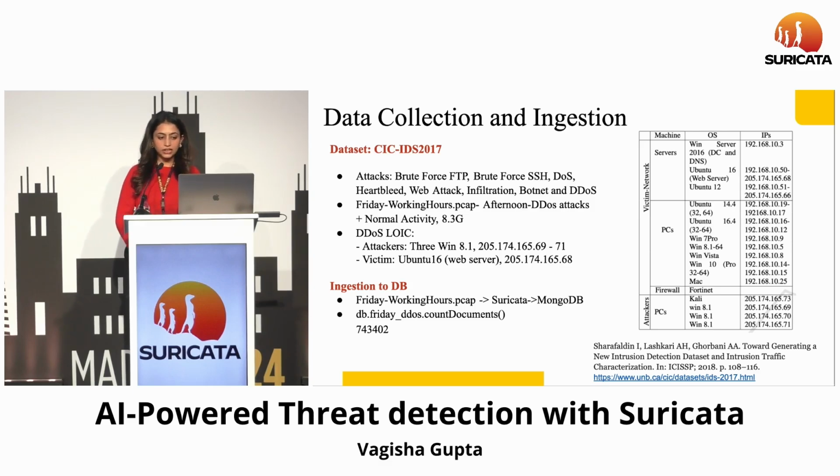So for my use case, I used this data set, CIC IDS 2017. It is a publicly available data set. I have linked the URL from where you can get the data set in case you want to play with it. They also have a research paper, of which I've mentioned the reference.